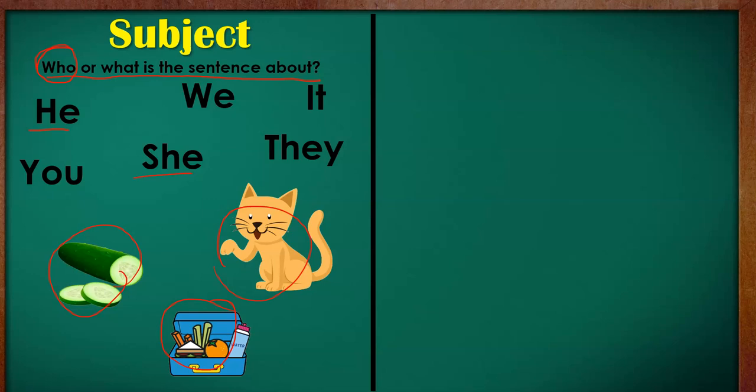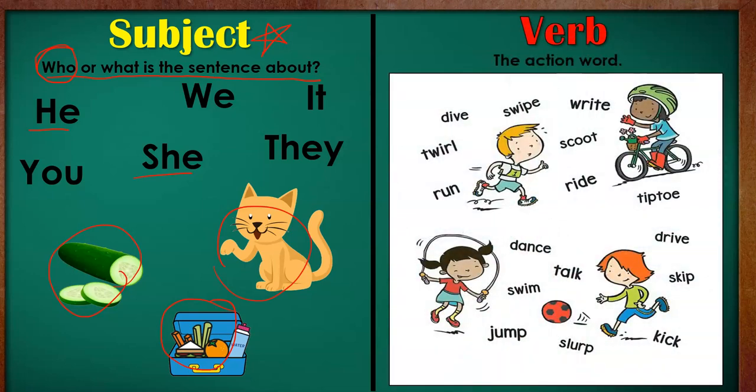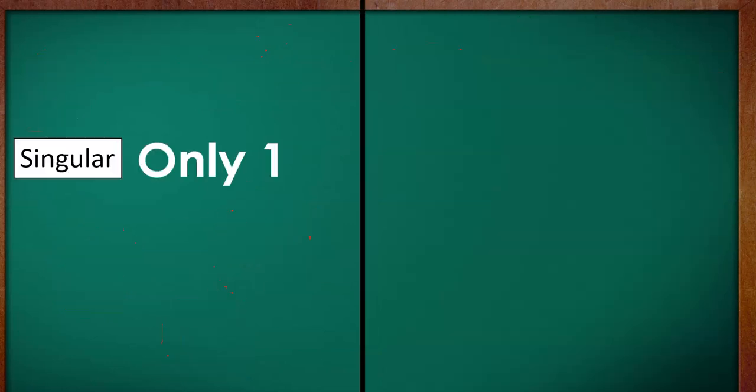Every sentence that you write needs to have a subject. But your sentence also needs something else. It needs a verb. A verb is the action word. What is happening in your sentence? Here are some verbs: run, write, drive, talk, swim, dance. All of these action words tell us what your subject is doing.